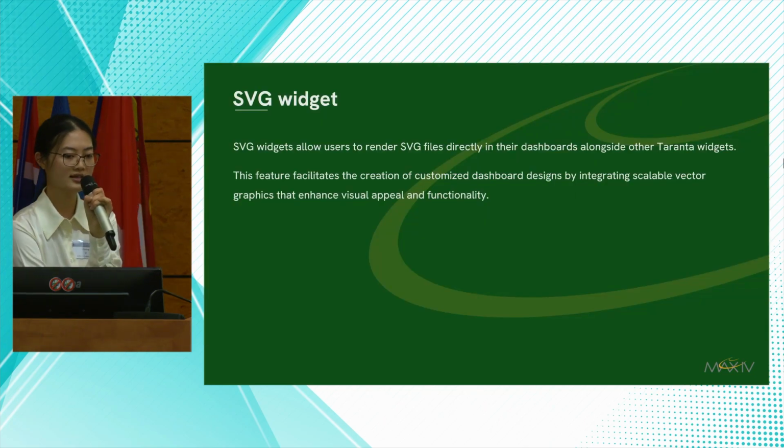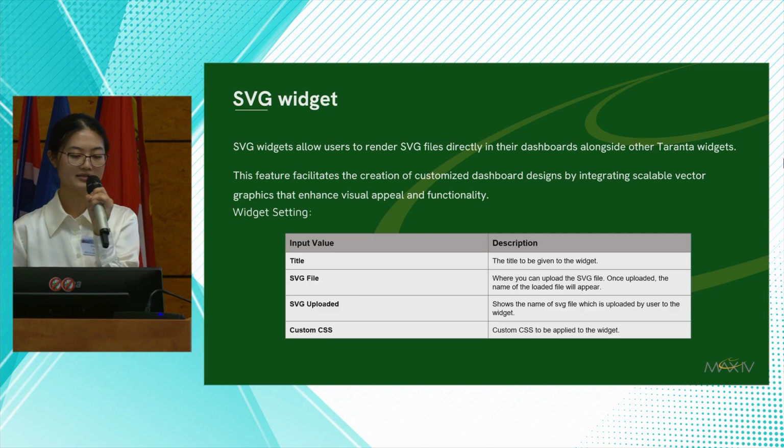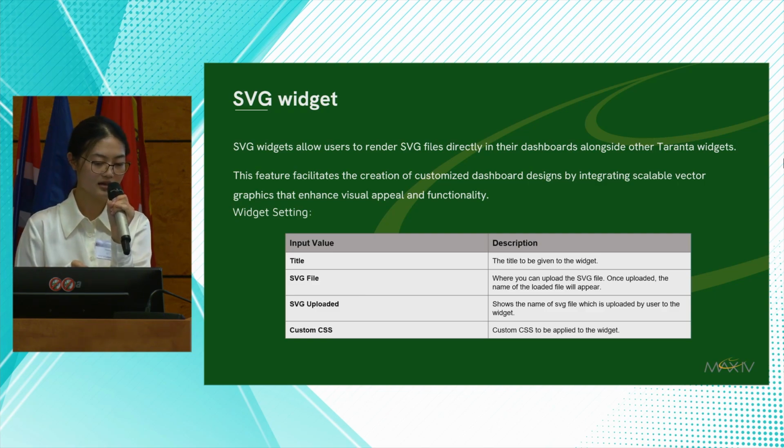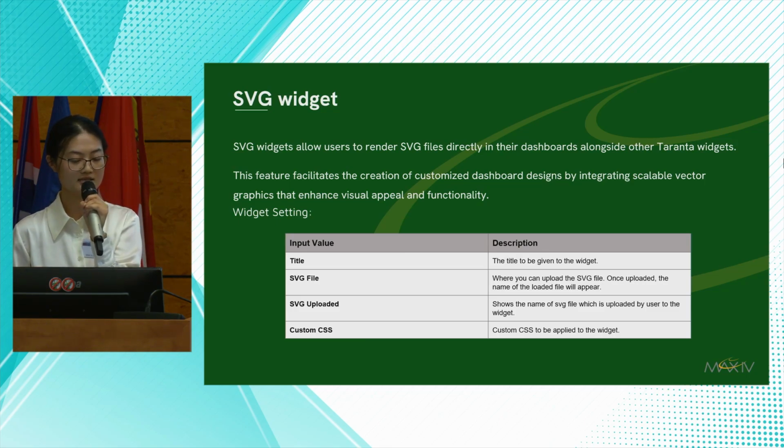The SVG widget is very easy to use. You just upload your SVG file and specify some input for the widget, and then you can create a name, and you can also specify the custom CSS there.